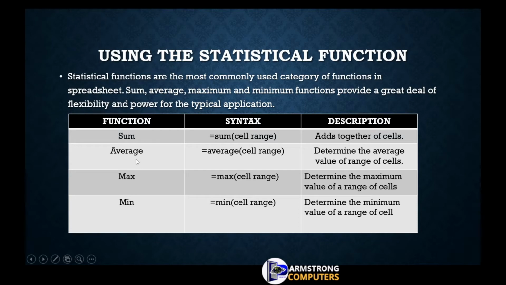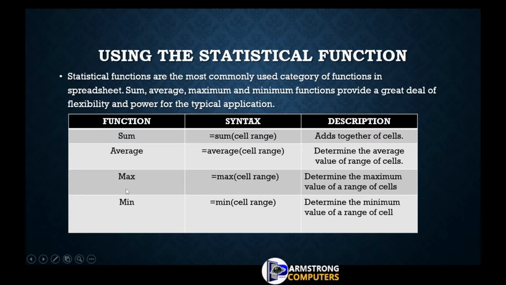Now let's come to average. Average simply means the total marks of the students divided by the number of students in a class. That will make you get the average mark. The syntax of average is equal to AVERAGE, then in brackets the cell range. It determines the average value of a range of cells. So that is what average is all about.